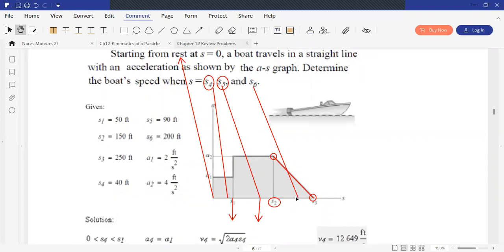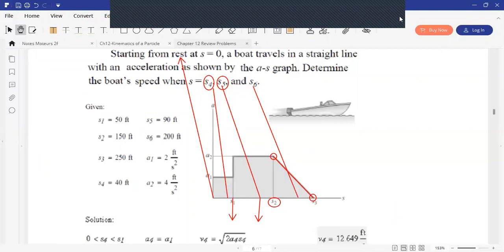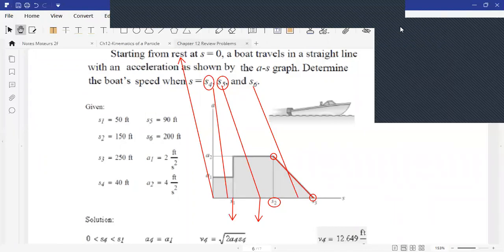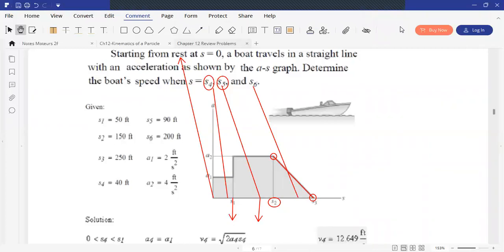But to be able to calculate it, you need to find the velocity at point 2, which is at the end of phase 2. So you can apply the relation in phase 2 for velocity to get v2. Once you get v2, you replace it in your equation, and you get v6. Is it clearer now? For the one who asked me, is it clear? Any other question?